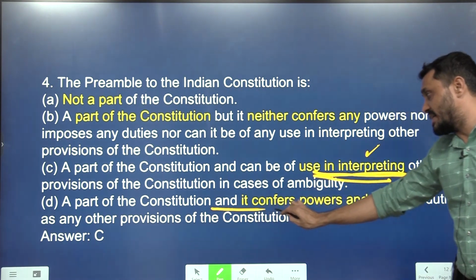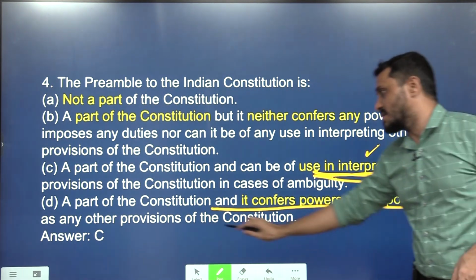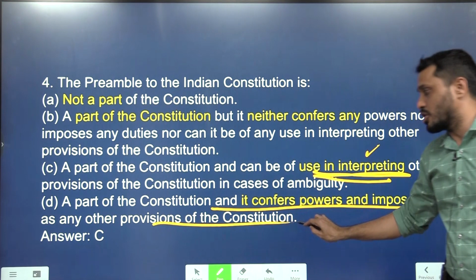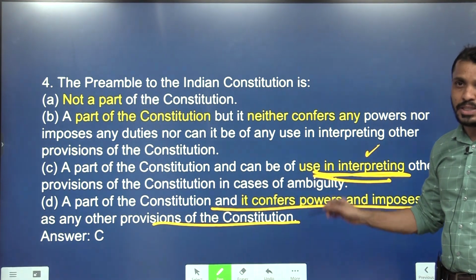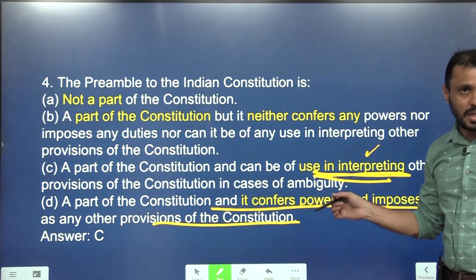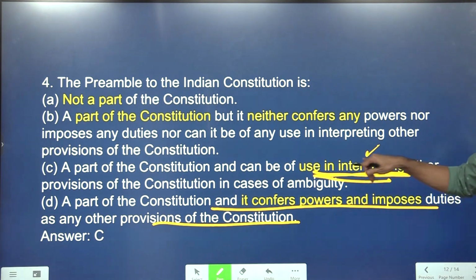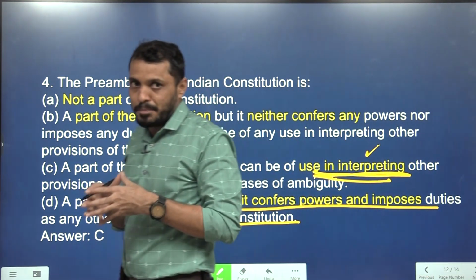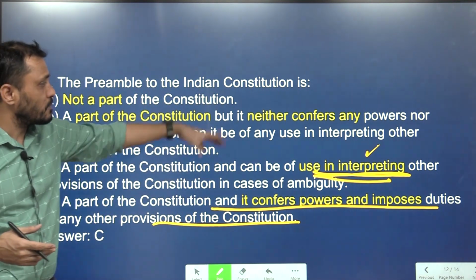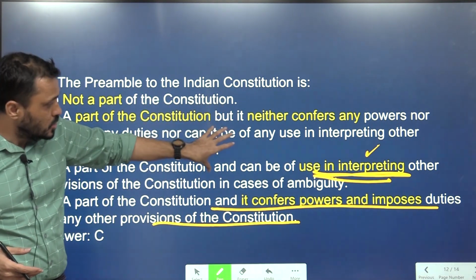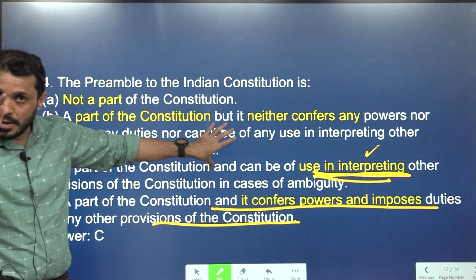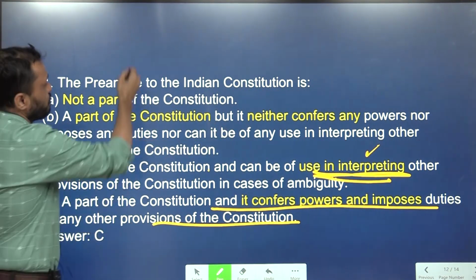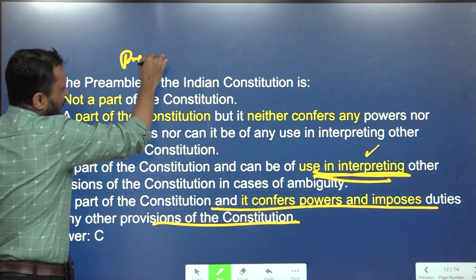A part of the Constitution, and it confers powers and imposes duties as any other provisions of the Constitution? No, you cannot equate the preamble with any other part of the Indian Constitution. The preamble has its speciality. So the third statement is the right one. From this you must understand that sometimes specific questions like the preamble are tied up to very broad objectives. Here, these statements are basically about the topic of preamble and its application.